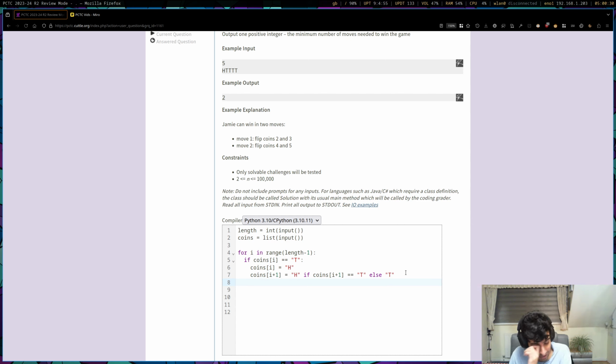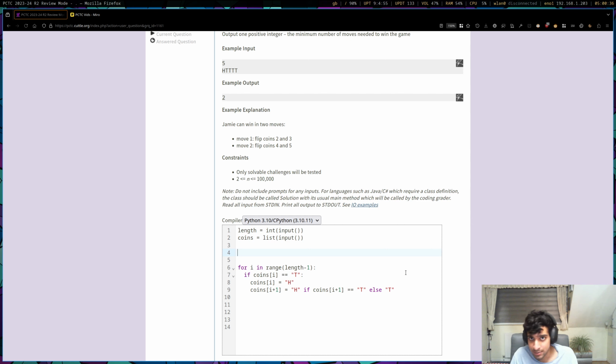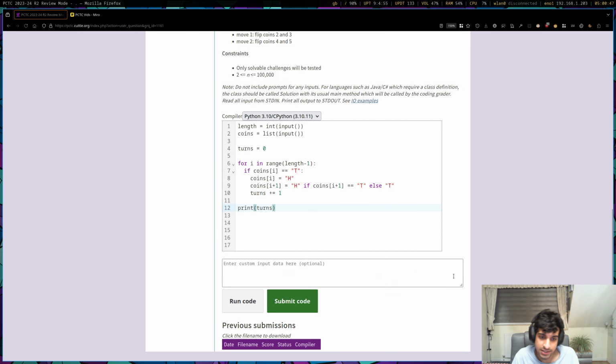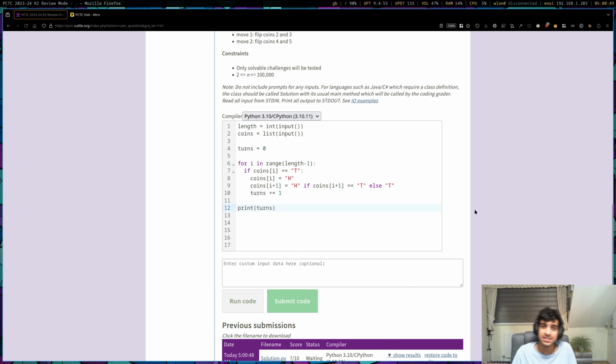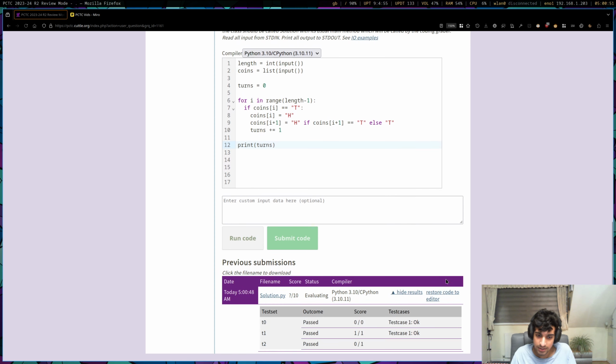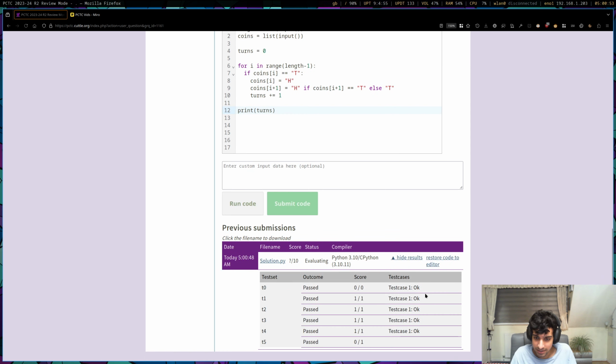I guess the final thing to do would be to count how many flips we've had. So not how many flips, sorry, how many turns we've had, because each turn is 2 flips. So let's set the turns variable to 0 at the beginning of the code, and every time we do a couple of flips, let's increase turns by 1. And at the end of the code, we can just print out turns. And that should be the correct answer. Yep, that seems to be working.